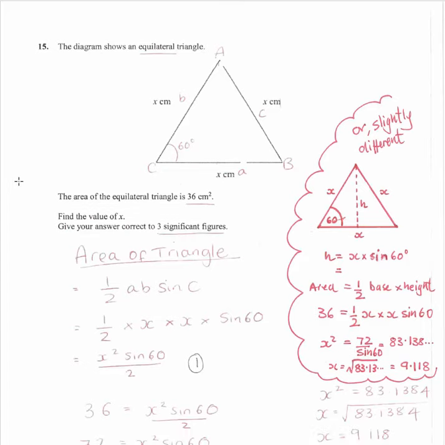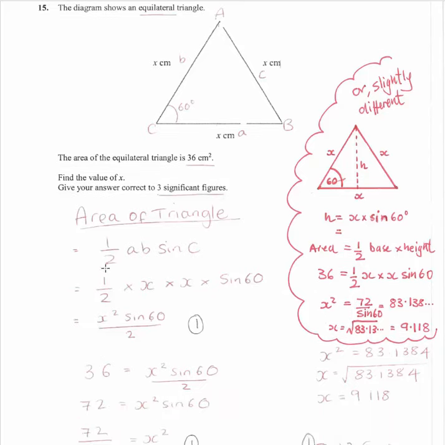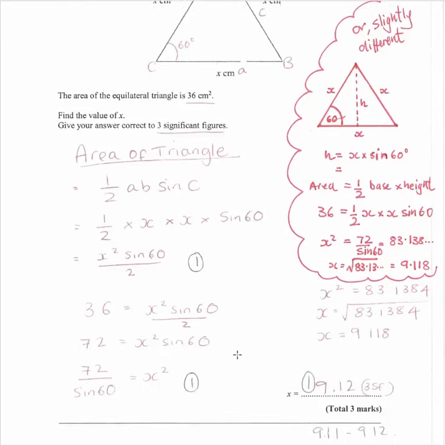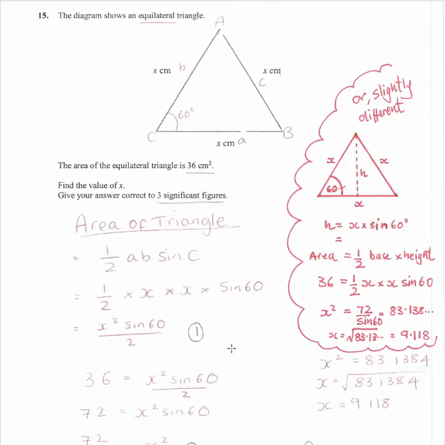Question 15. The diagram shows an equilateral triangle. The area of the equilateral triangle is 36 square centimeters. Find the value of x. Now, if you know this formula, if you're looking at this booklet at a time when you know this formula, fine, by all means use it. But if you don't, you can still get some marks.